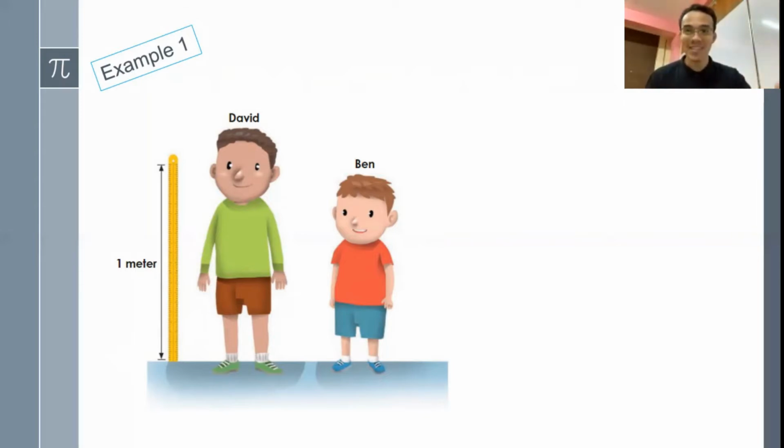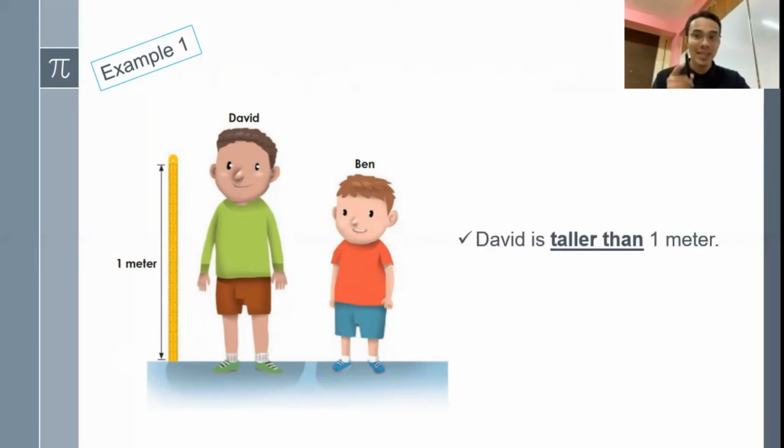All right, 5 seconds is up. And these are the observations. We can say that David is taller than 1 meter. Is it correct based on the picture? Is it a yes? Yes, it's correct. David is taller than 1 meter. What about Ben? All right, Ben is shorter than 1 meter.